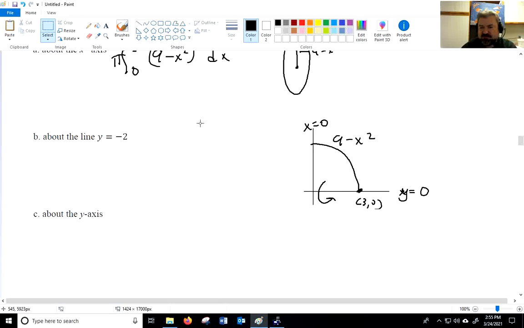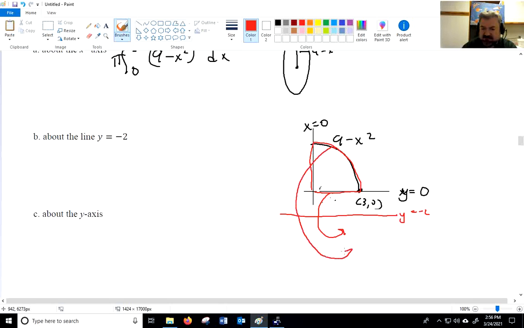So we need to use y equals -2. Well, that's not quite the x-axis. That's down below a little bit. Somewhere down here. And so we're going to have this open space where our region was not going to be swept, because this is going to come all the way out here, and this is going to come all the way out here.